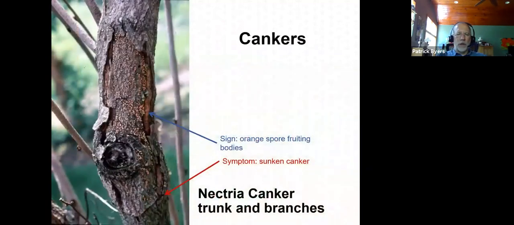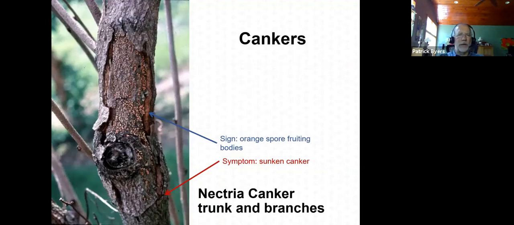Cankers. Cankers are infected areas in the woody part of a plant. In some cases, cankers are annual. In other cases, cankers can have a life period of longer than a year. They can become a more or less perennial part of that particular plant once infection takes place.